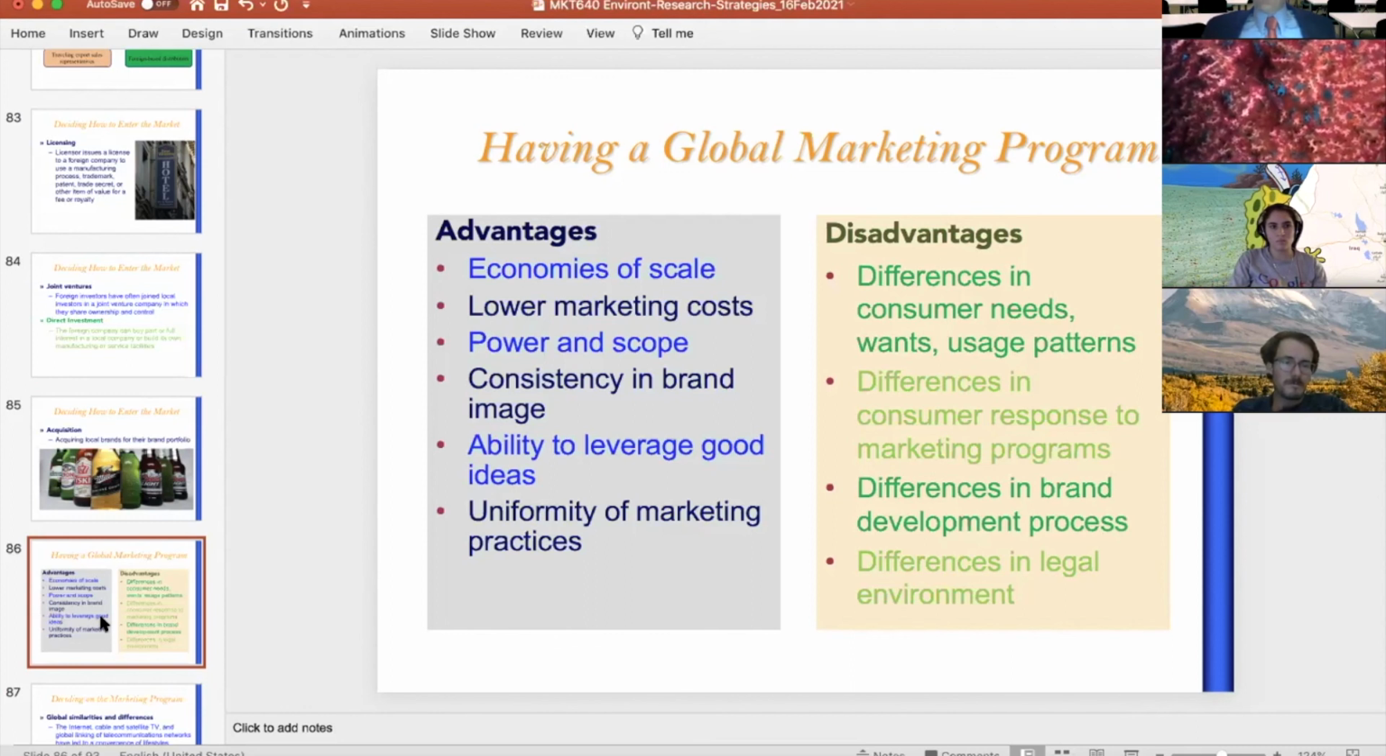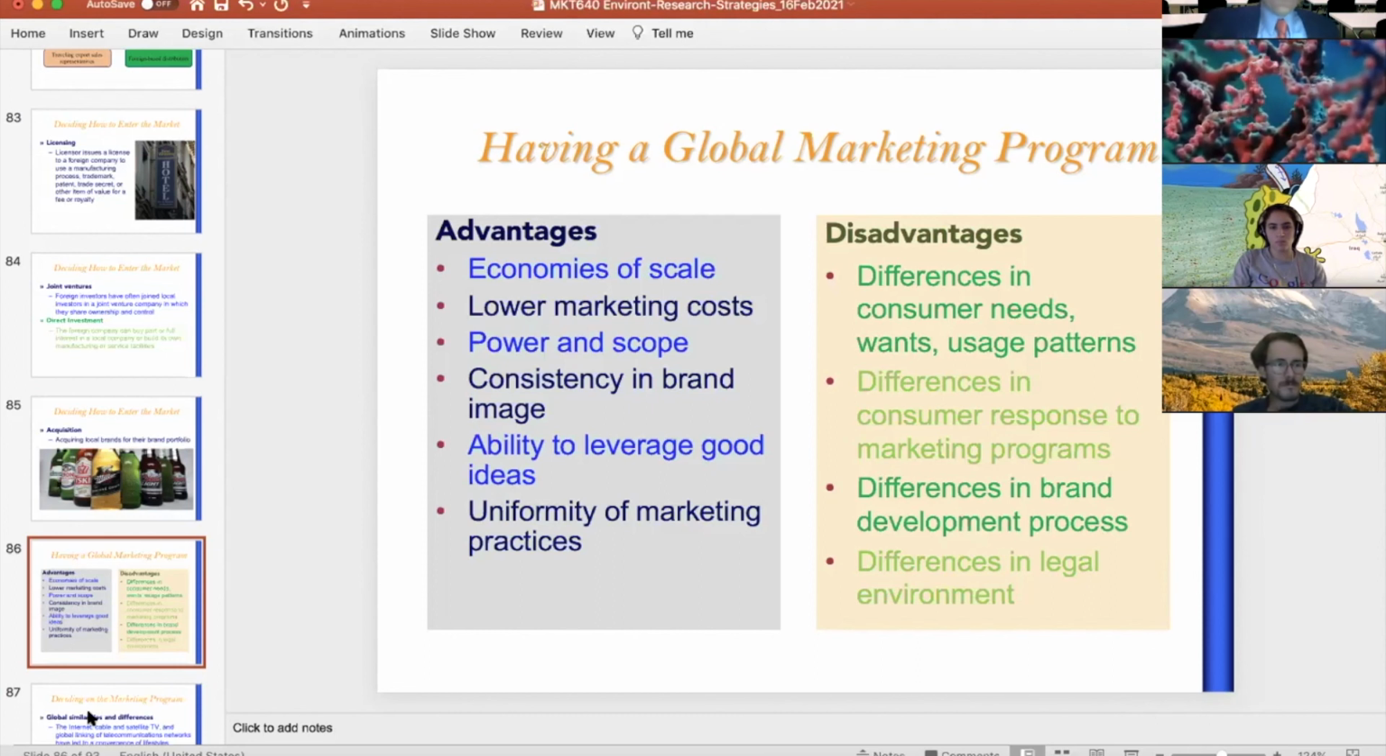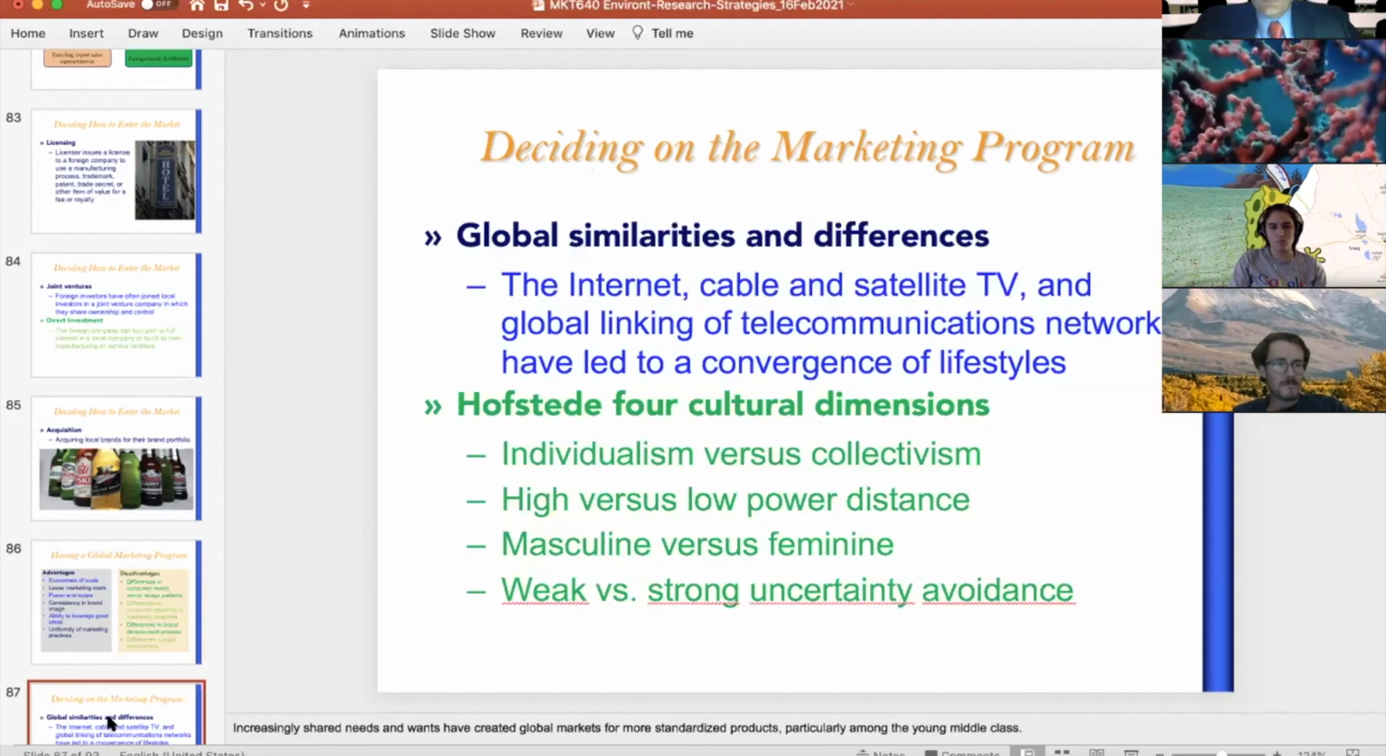But all of this has disadvantages. It's nice to have uniformity, but uniformity doesn't really work as well because the markets don't respond the same way. There are different consumers, different laws, different cultures, different habits. So oftentimes trying to do everything yourself makes it very difficult. So what you do is you look for similarities. What are the similarities between us and these markets?